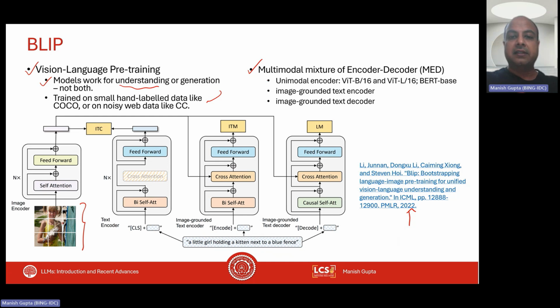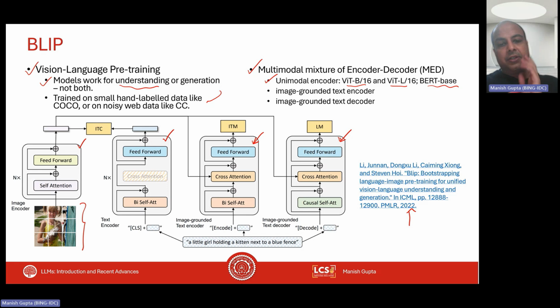Basically, the 4 things are the unimodal image encoder, so this is the unimodal image encoder, and the unimodal text encoder. It's a BERT base in case of BLIP. The vision encoder is basically ViT base or ViT-L, and they use 16 by 16 pixel images as tiles. The third module is the image grounded text encoder, and the 4th one is the image grounded text decoder. So if you want to do multimodal understanding, the third one is what you are looking at. And if you want to do multimodal input based generation, the 4th one is what you're looking at.